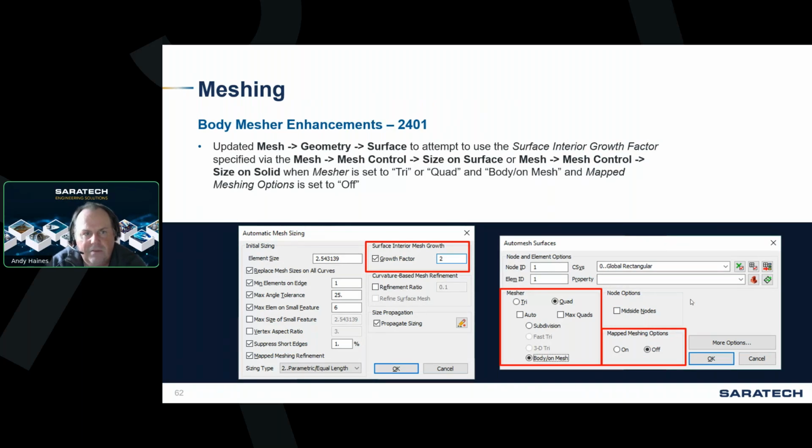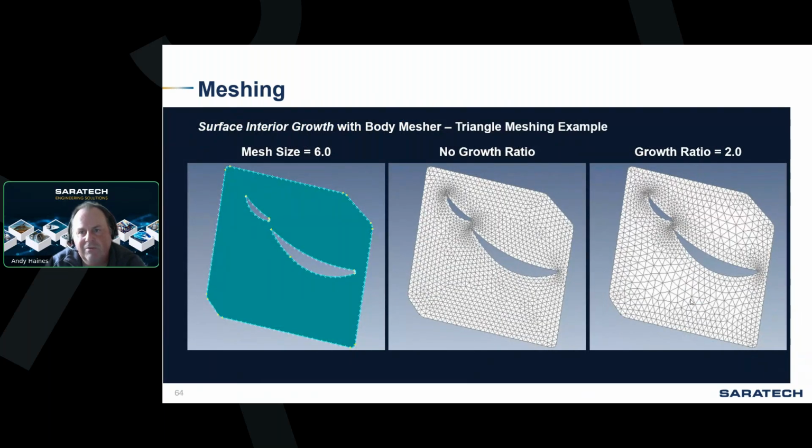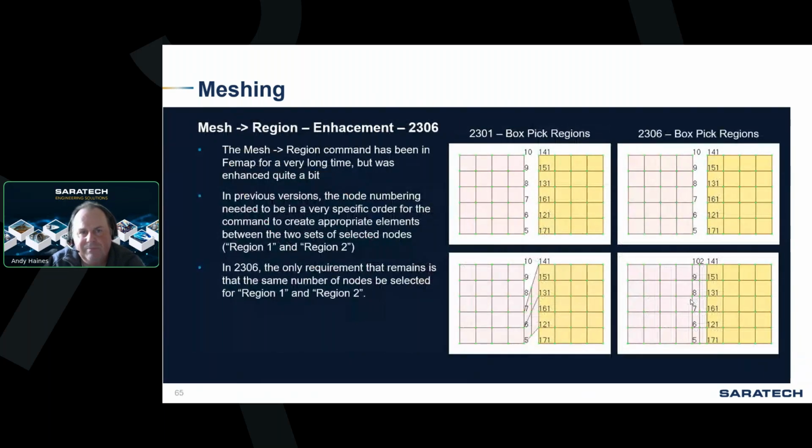Just getting the surface. By now, I hope everybody's heard of our body mesher. It was our mesher that we got from the CD Adapco folks. For 2401, it worked fine for surfaces. Sorry, it just did not honor the growth factor. So if you're using the body mesher, now you'll see that it's going to honor that growth factor in meshing, whether you're using triangles or quadrilaterals.